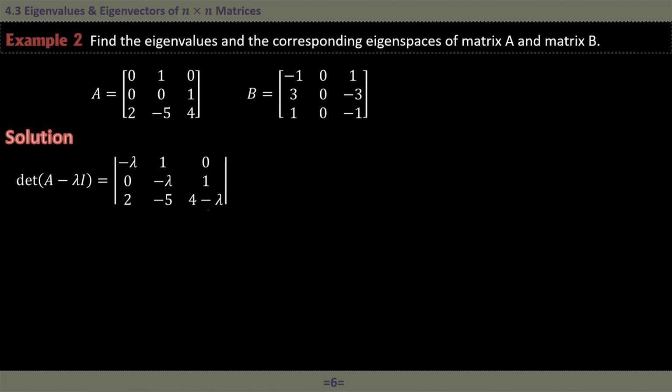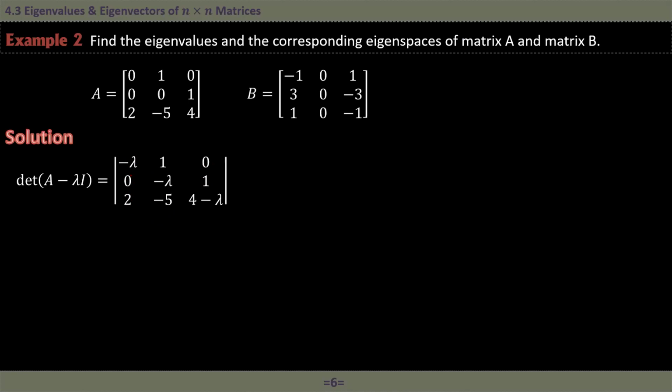here we have 4 minus lambda. As you know, to compute the determinant, first we have to check which column or row contains the most zeros. Here, the first column contains a 0, and the first row contains a 0. It doesn't matter, but we can compute this determinant by cofactor expansion along the first column or along the first row. Let me just do this along the first column.